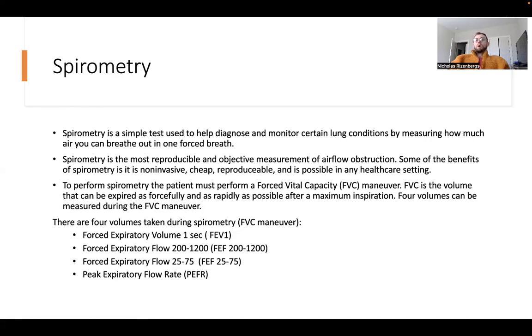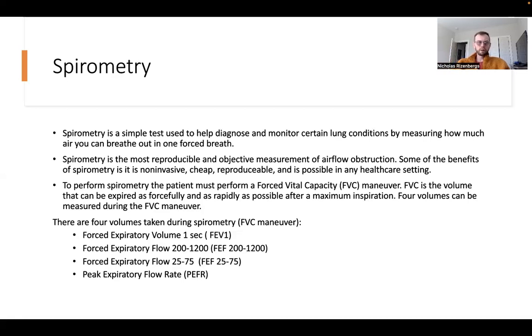So that would be an example of a forced vital capacity maneuver without it being measured. So the four volumes that can be measured during that forced vital capacity are the forced expiratory volume in 1 second. Short is the FEV1. So that's in the first second, how much of that expiratory volume are you exhaling?